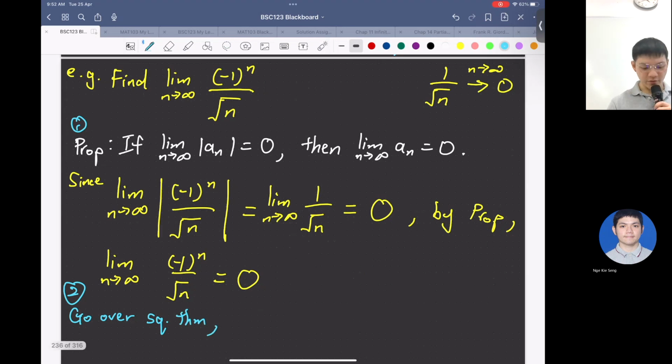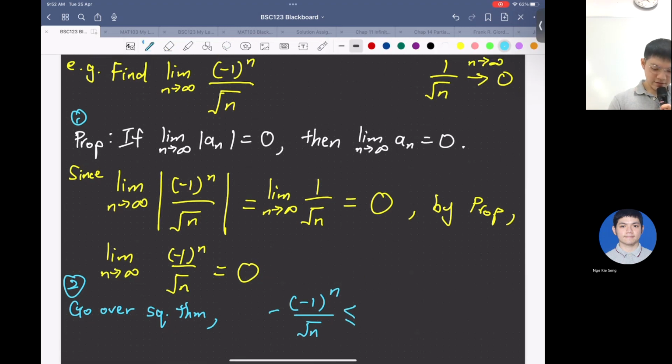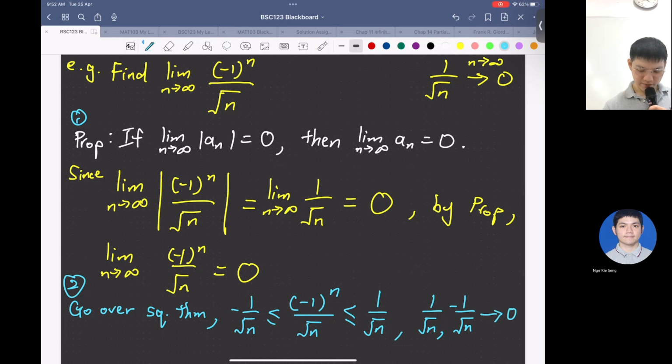Okay. And you can squeeze this sequence by these two sequences: 1 over square root n and negative 1 over square root n. Both 1 over square root n and minus 1 over square root n converge to 0 as n goes to infinity. So by the squeeze theorem, it also converges to 0. Really, number 2 is just number 1. Number 1 is also number 2.